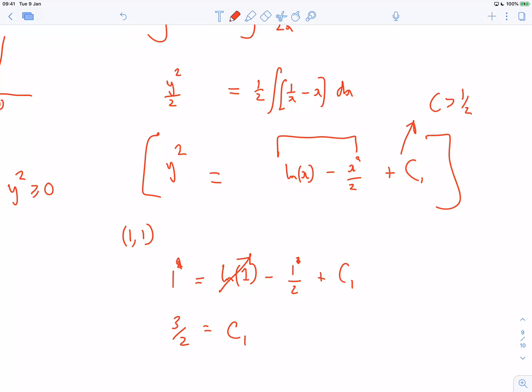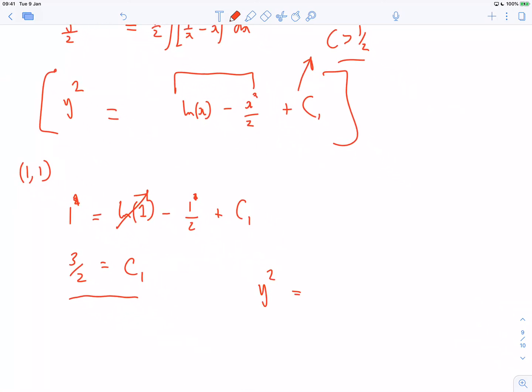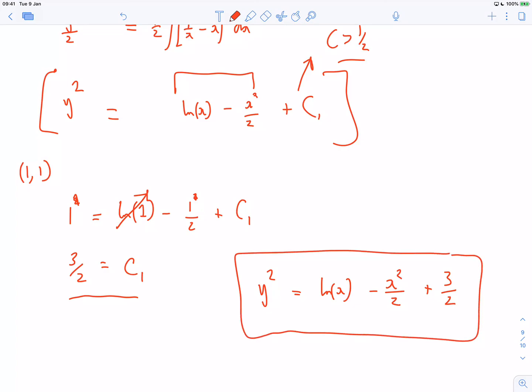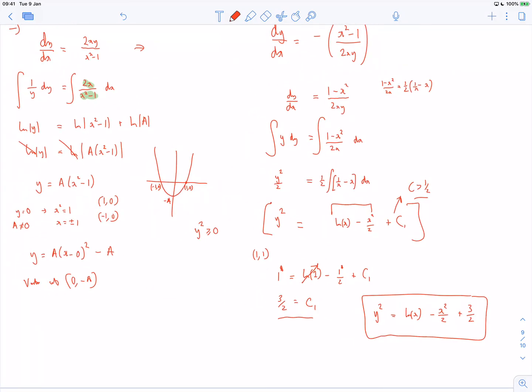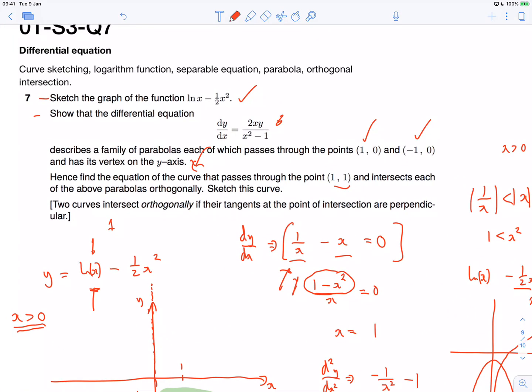Ooh, that's nice, because we wanted c to be greater than a half, and it turns out it's 3 halves. Great, so the whole thing's shifted up. So we now have y squared equals ln of x minus x squared over 2 plus 3 halves. That is my function that's always orthogonal to this branch of functions. So hence find the equation of the curve that passes through the point and intersects each of the above parabolas orthogonally. Done. Sketch this curve.